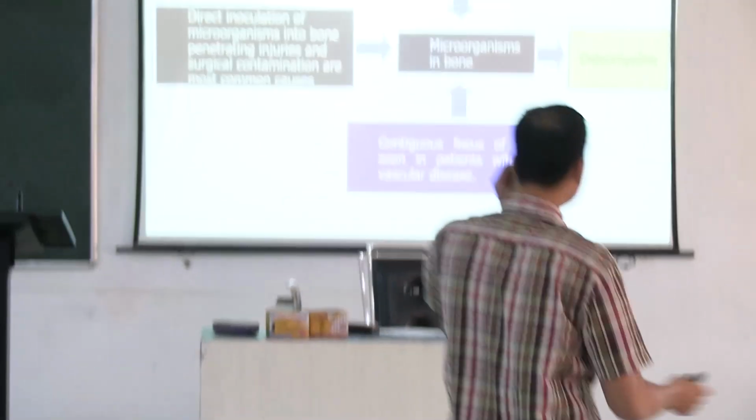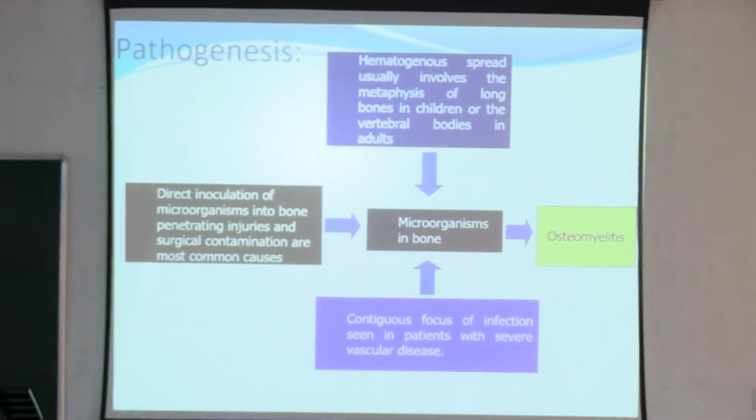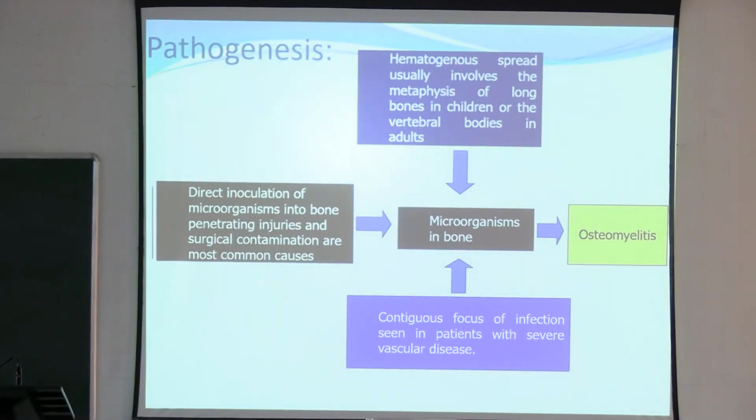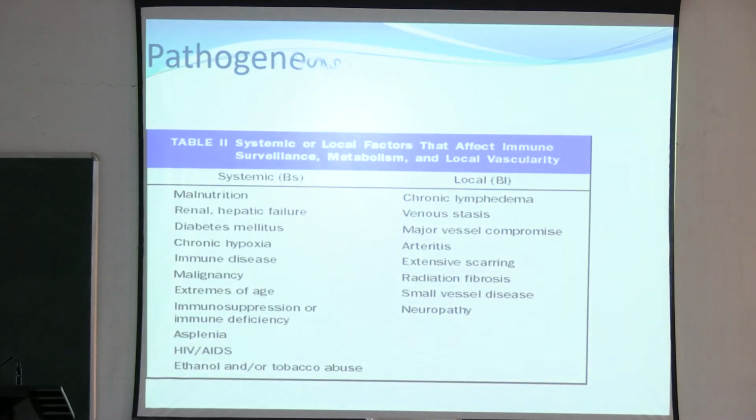So the pathogenesis, again take a photo of this. There is nothing much to say, everything is self-described. But what is most important, what I have told you, is the location in the bone. So you have to remember always, the metaphysis is the most commonly affected area.